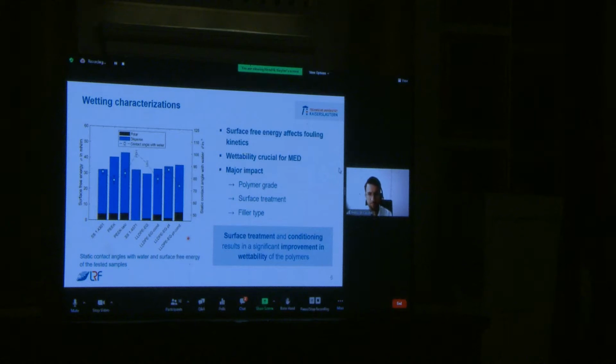The wettability of polyethylene composite is especially problematic here because the contact angle with water is over 90 degrees. However, conditioning the sample with water already results in a significant reduction of the contact angle, and in combination with the plasma treatment, the contact angle could be reduced by almost 20 degrees.